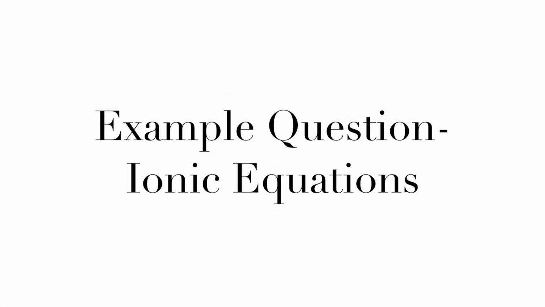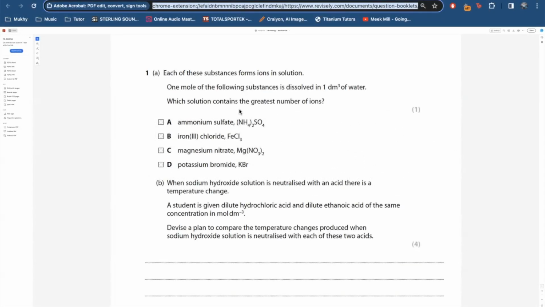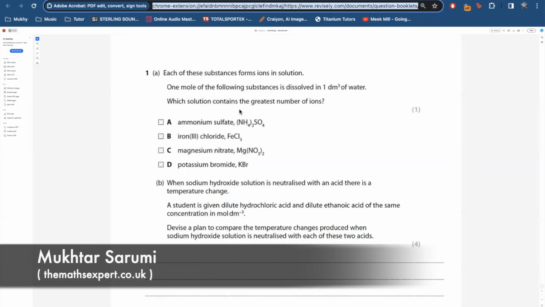Each of these substances forms ions in solution. 1 mole of the following substances is dissolved in 1 meter cubed of water. Which solution contains the greatest number of ions? So which one would it be?